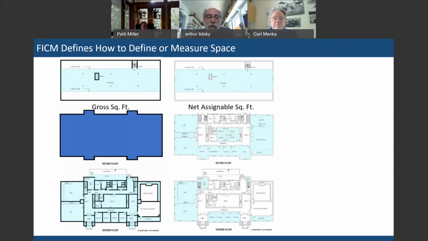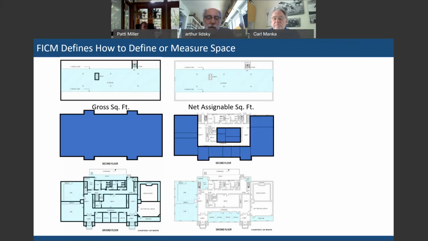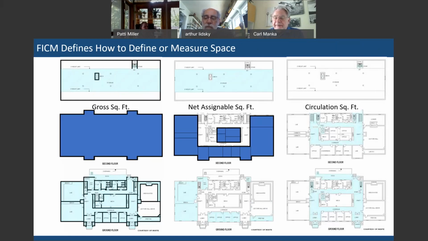So net assignable square feet for the same building would be all the other spaces that are assigned to different departments and different units, where you're measuring the perimeter wall, the P line, as Carl Manka would say. And you'd add up all those separate spaces. And then, of course, there's the mechanical spaces, circulation spaces, and so on. These are not net assignable spaces. These are net usable spaces. So what we're interested in is in that middle graphic, the net assignable square feet.